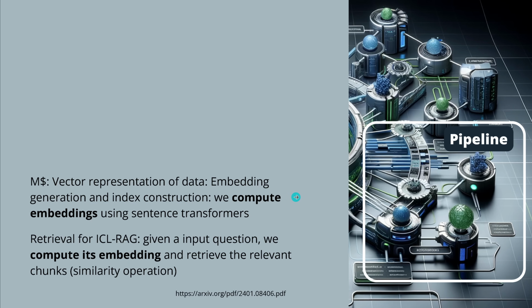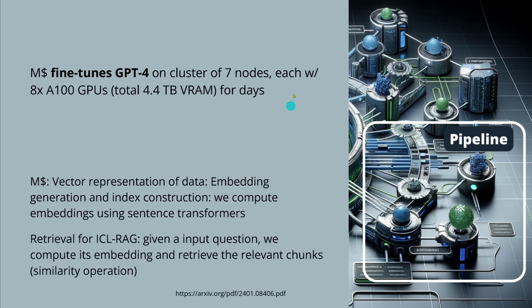Please notice they computed their own embeddings. I think this is a beautiful thing to do for domain-specific, high-performance work. And for the fine-tuning, Microsoft did the following. It fine-tuned GPT-4. And you say, yeah, of course, they are legally allowed to fine-tune GPT-4 from OpenAI. But they used just a smaller version, just a cluster of 7 nodes. Each node had 8 A100 GPUs. So with a total of just 4.4 terabytes of VRAM, for some days they were able to fine-tune this on this additional external training dataset.